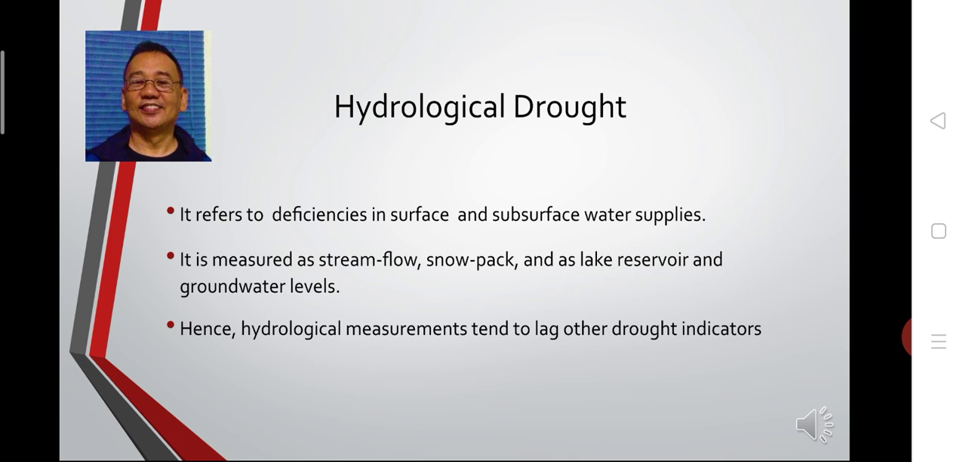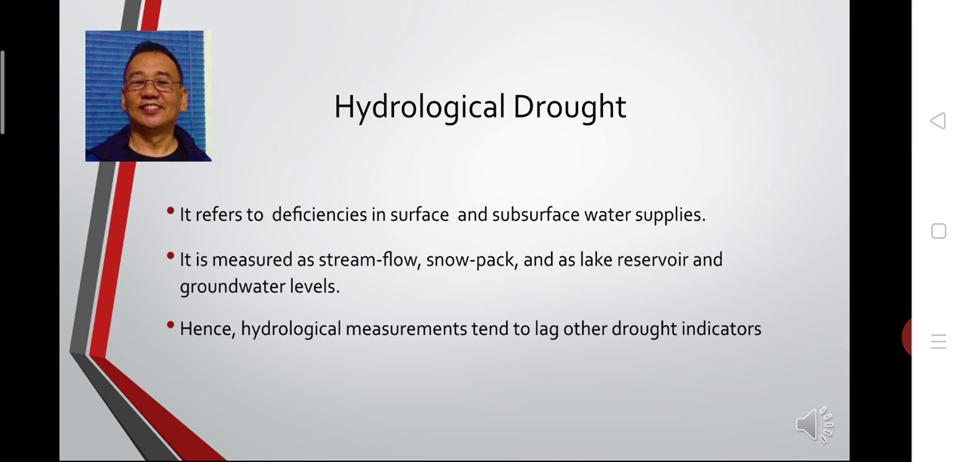Okay, so, kasi meron naman talaga ng water sa surface. Ito yung sa ilog, maging sa ilalim ng earth, meron pa another one. So it is measured as stream flow, snowpack, and lakes reservoir, and groundwater level. Diba? Katulad ng meron tayong poso. So yung sa poso, pag ikaw ay pinapump mo siya, lumalabas yung water. At pag wala na, no, empty na yun, then ibig sabihin said na.